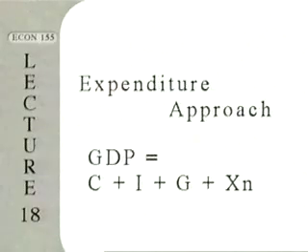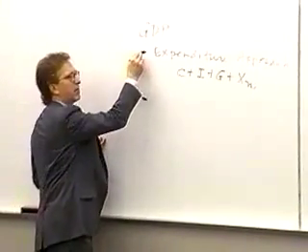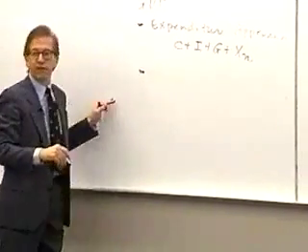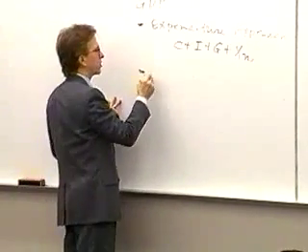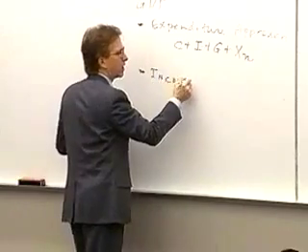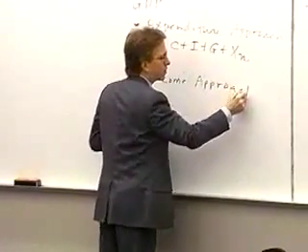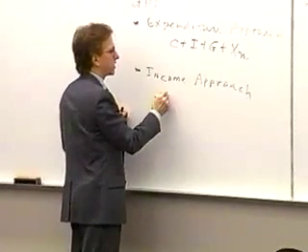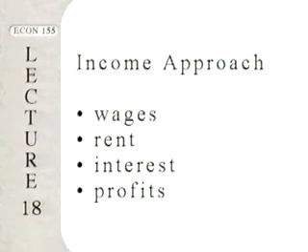The other way of measuring gross domestic product is not by measuring how much people in business and government and so forth spend, but by measuring the income of the factors of production, or productive resources. This is called the income approach to measuring real gross domestic product, or just gross domestic product. It's wages plus rent plus interest plus profits. That's the categories of income.